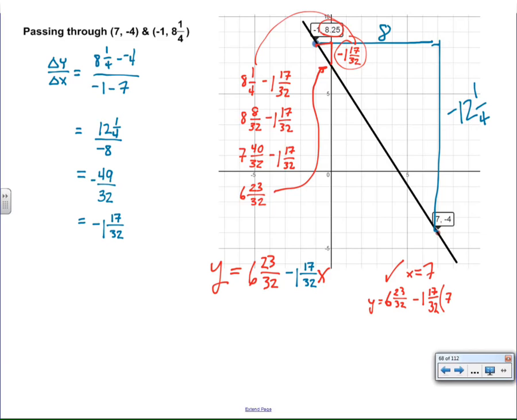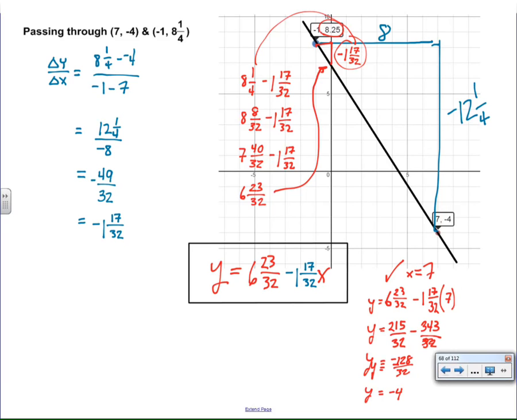I was pretty unsure whether or not this was going to work, so what I did was I put in 7 for x, and wanted to see if I get negative 4. It took a little bit of number crunching, but I eventually found out that y does in fact equal negative 4. So this is the equation of the line that happens to go through those 2 points.